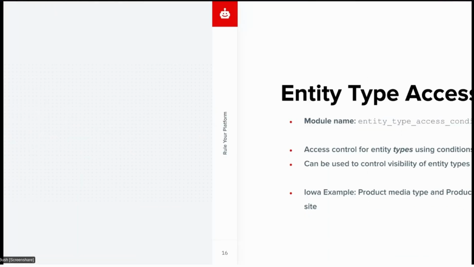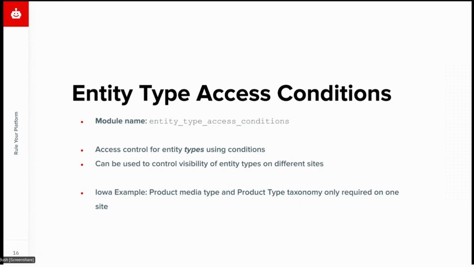So how did we do that? First module, Entity Type Access Conditions. This allows you to control access for entity types, as you might think. This is different from entity access. This is the access to the actual type. And it can be used to control visibility of particular entity types. For example, as I mentioned, the product media type and the product type taxonomy were unique to one of the sites on the Iowa platform. So this module enabled us to do that, but keep the config exported and consistent across all the sites on the platform.